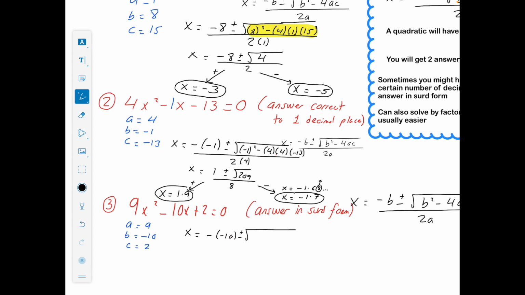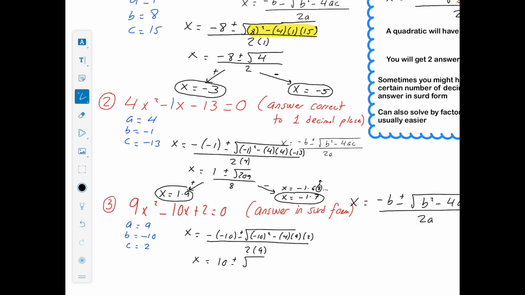So we have x is equal to minus from our formula, and then we have our minus 10. They do that trick a lot, so be careful that you put in the two minuses and that you know they change to a plus. B squared, so minus 10 to be squared, make sure you put that in a bracket when you're putting it into your calculator. Minus 4 by 9 by 2 all over 2 by 9.